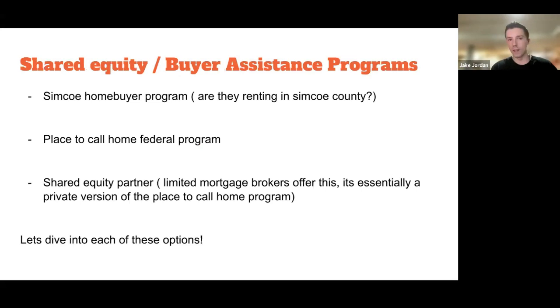Now, more often than not, we start to see the shared equity come into play or a rent to own program. So I'm going to go through the three key shared equity programs that we see most often. The Simcoe Homebuyer Program, that's a unique one that a lot of people don't know even exists. There's the Place to Call Home Federal Program, and then the Shared Equity Partner.